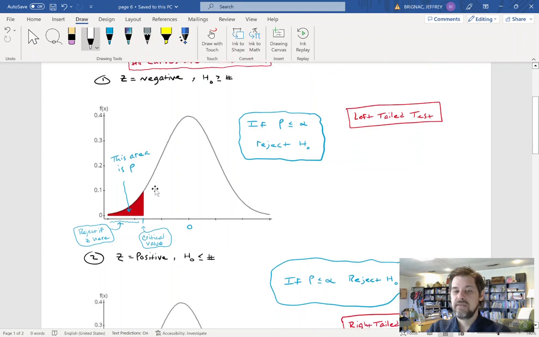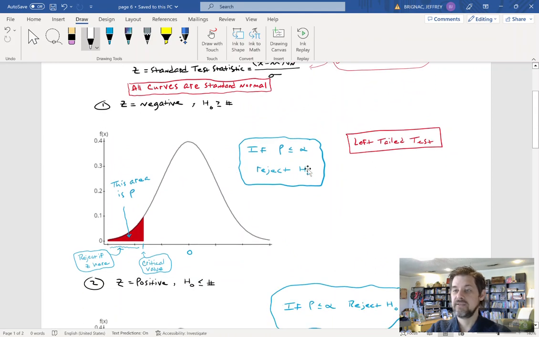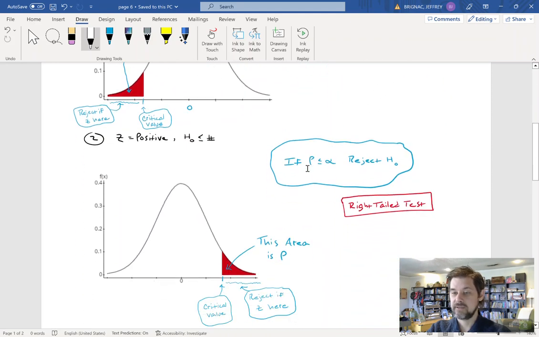Things involved in this are the critical value, which marks off an area being some number p, and we would reject the null hypothesis if z was over here to the left of the critical value. That would amount to rejecting if p, the area of this region, is less than alpha, whatever the given level of significance is. So that's the left-tailed test.